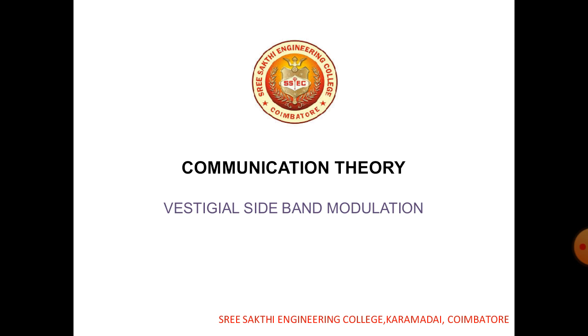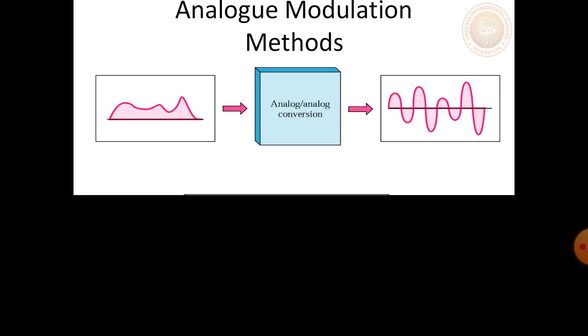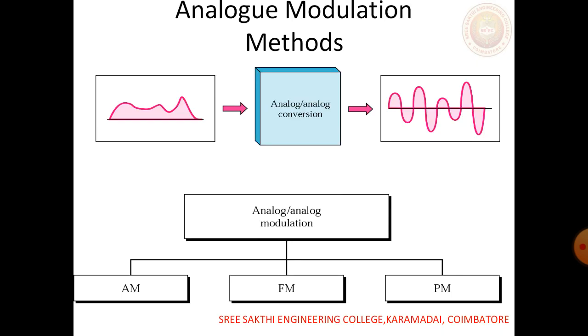Let us see first what modulation is, what techniques we have used in amplitude modulation, what the advantage of each modulation is, and finally why we are going for vestigial modulation. Here you can see analog to analog modulation: we have amplitude modulation, AM; FM, which is frequency modulation; and the third is PM, phase modulation. These are analog modulation techniques.